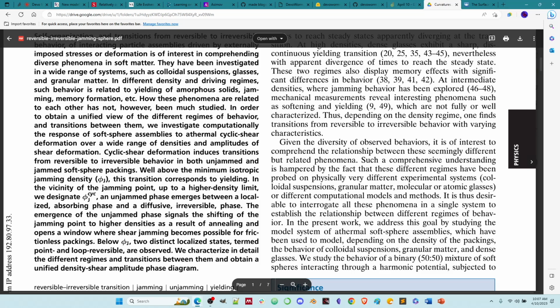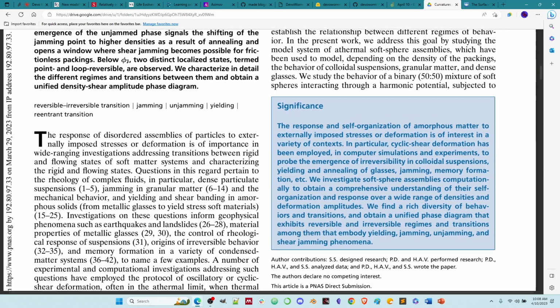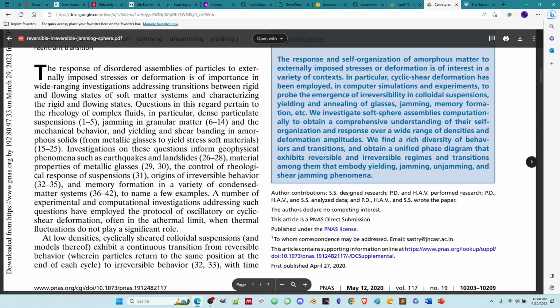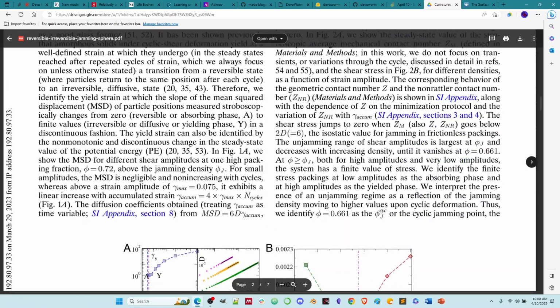So this is where you get friction as a parameter. You get frictionless packings, you get shear jamming that occurs as a result of some of these changes. Below J are two distinct localized states, termed point and loop reversible, are observed. We characterize in detail the different regimes and transitions between them. So they're characterizing the materials, looking at these different phases of jamming and unjamming, and then putting it into a phase diagram.